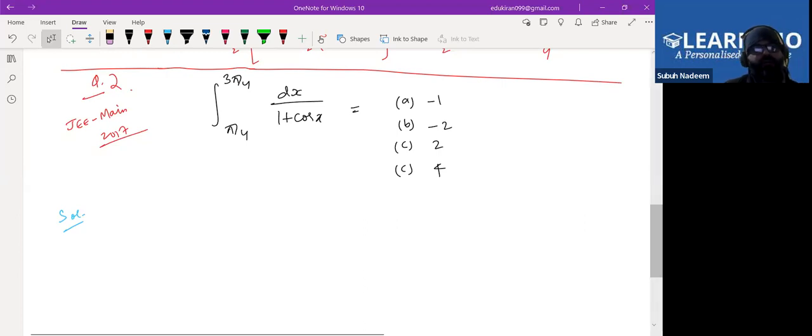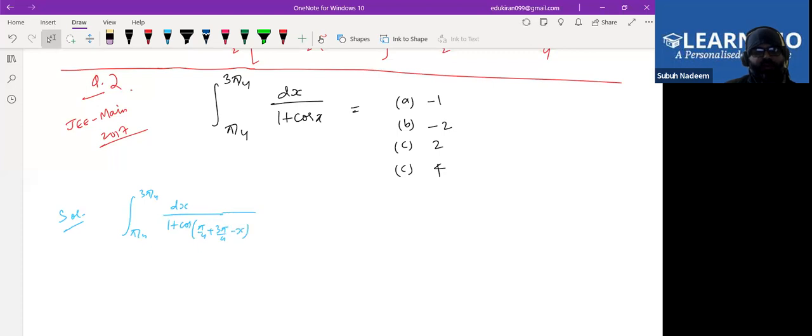So here again, you have to use the same property, that is, the integral from pi by 4 to 3 pi by 4 of dx by 1 plus cos of (pi by 4 plus 3 pi by 4 minus x). You have to use the same property, the P3 property, which is actually the fourth property because the counting started from P0. So pi by 4 plus 3 pi by 4 is pi, so it becomes pi minus x, with limits pi by 4 to 3 pi by 4.